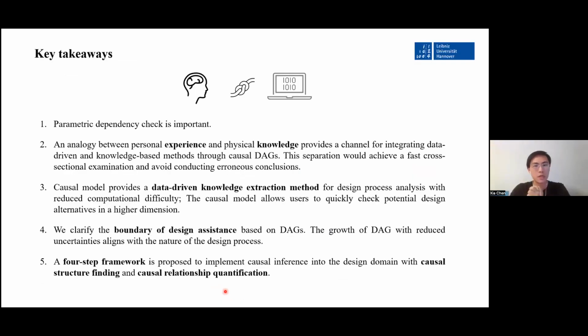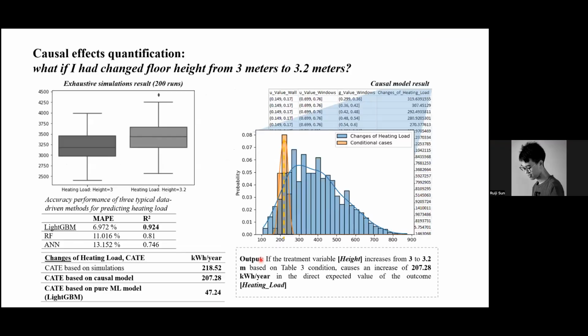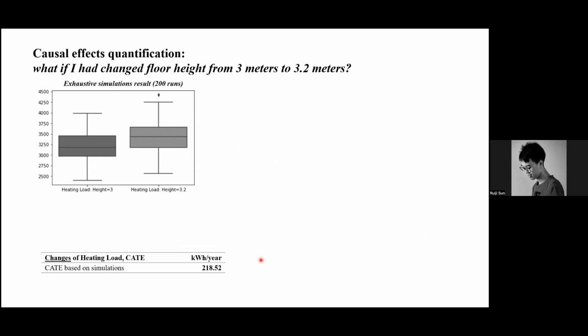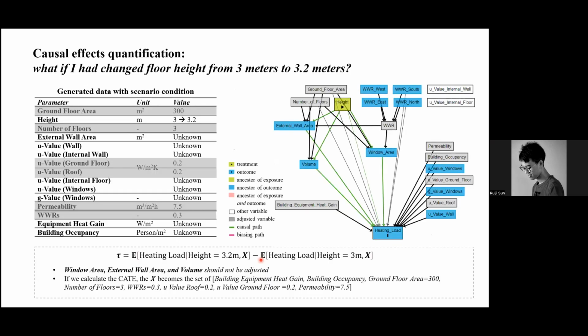Right, so here are some key takeaways. Yes, please. Just a quick question. You mentioned we shouldn't adjust the window area and some other factors. But did you find out we should control some confounders for estimating the effect of changing the floor height?